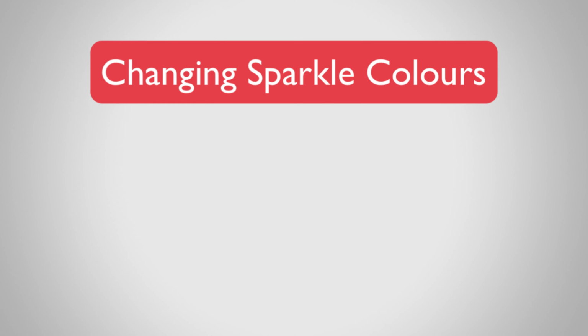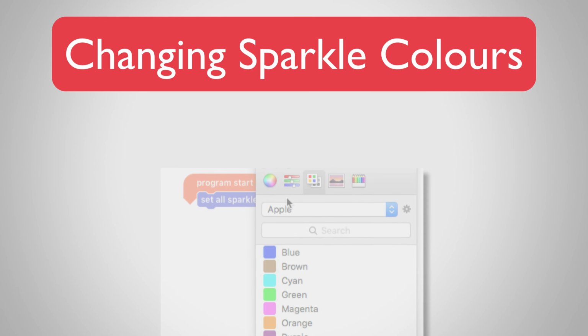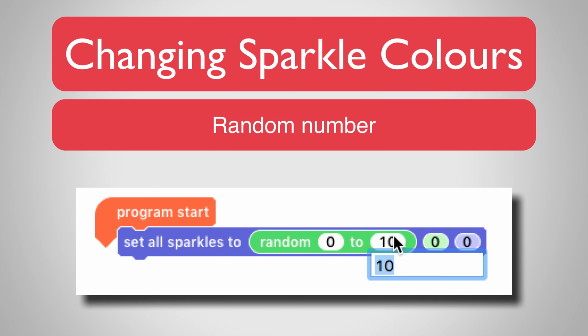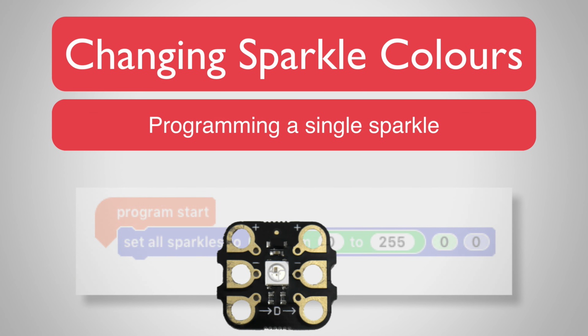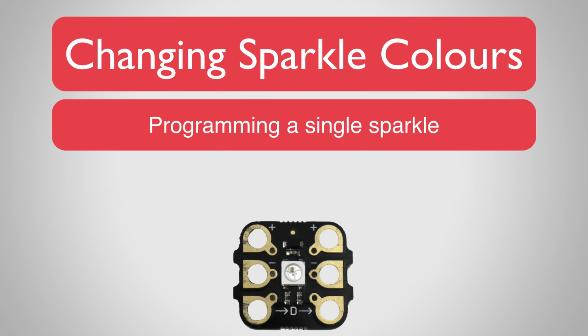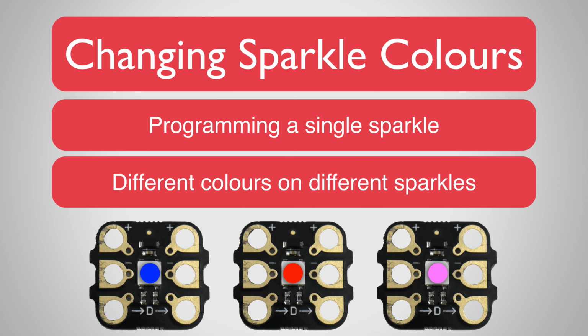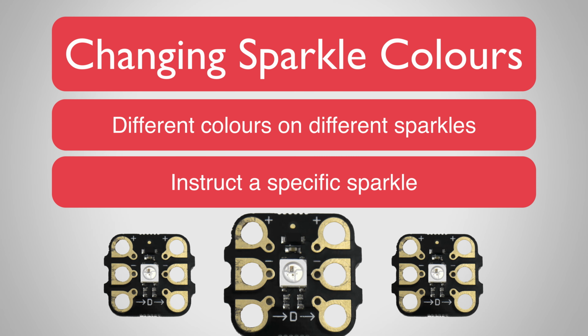We already know how to change the appearance of a single sparkle using either a chosen colour, a value of red, green or blue, or a random number. So far we've only had a single sparkle as part of our project, but it's actually possible to have different colours on different sparkles that are all wired into the same project. To do this, we need to understand how to send an instruction to a specific sparkle.